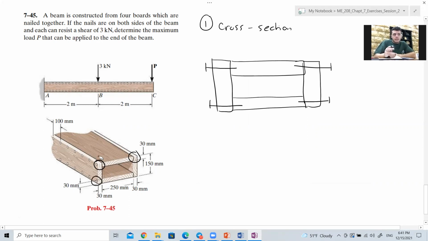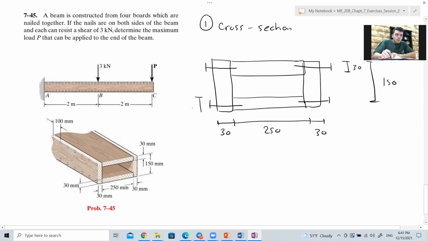These are the ones from the bottom. You have this one 250, and this one 30, and this one 30. From here to here is 30, and all of this is 150, and from here to here is of course 30. So if the nails are on both sides of the beam and each can resist a shear of 3 kilonewton. What is this? Each nail can resist a shear of 3 kilonewton. Is this V or F? It's F, of course. Then this is the shear force in the nail, which is 3,000 newtons.